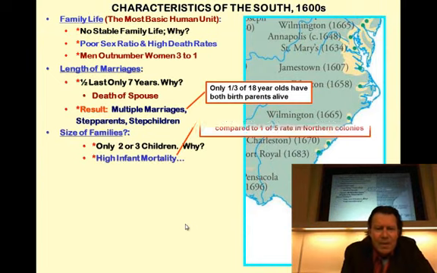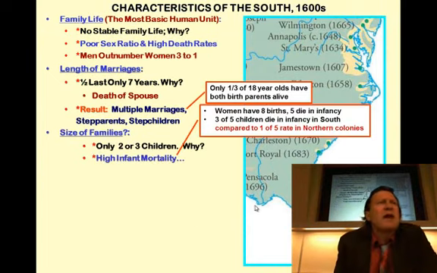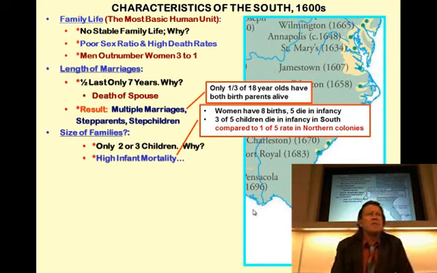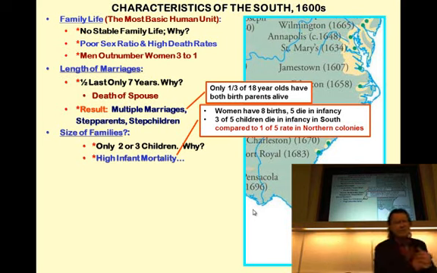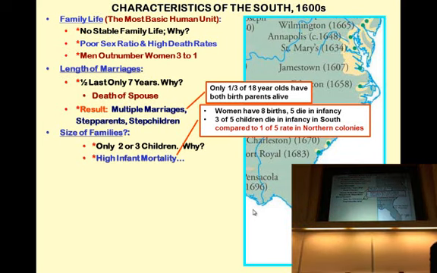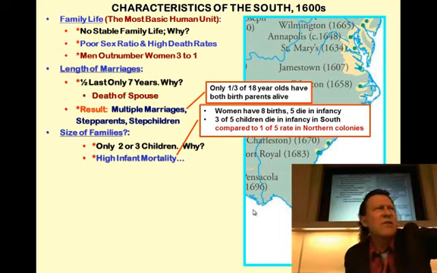Well, one thing is high infant mortality. The infant mortality rates were high down in the South. Down in the southern colonies, 3 out of 5 died in infancy, versus only 1 out of 5 up in the New England colonies. So that's a significant thing, and that's the thing that your textbook emphasizes. But now it's time for you to listen.